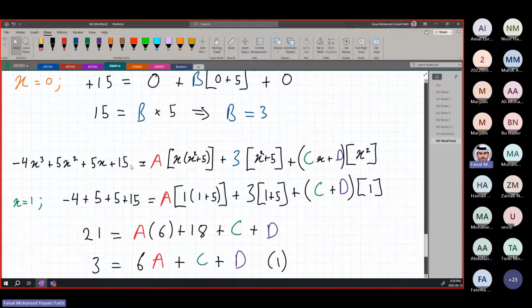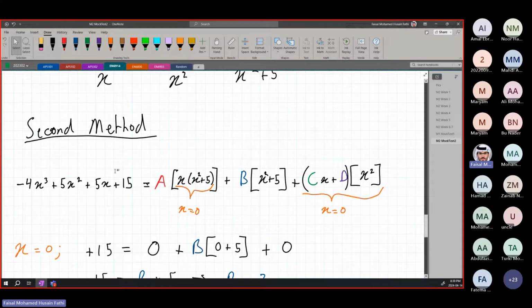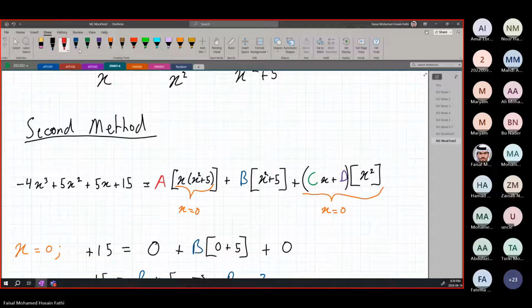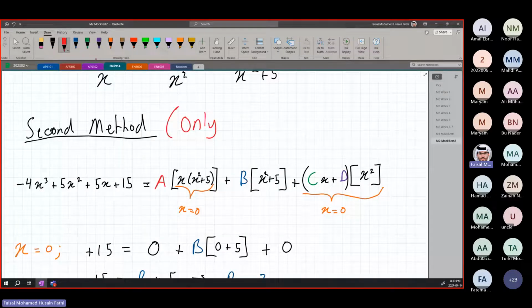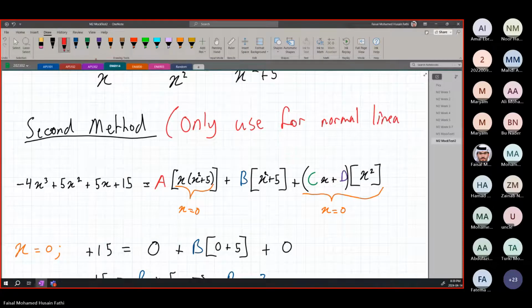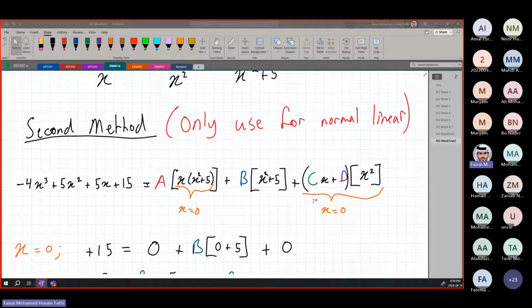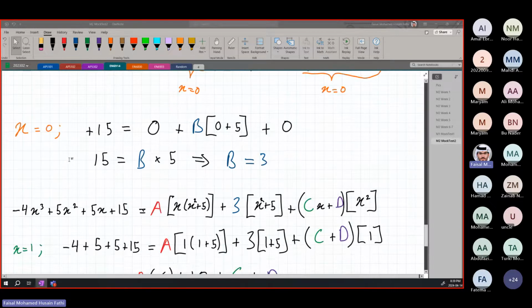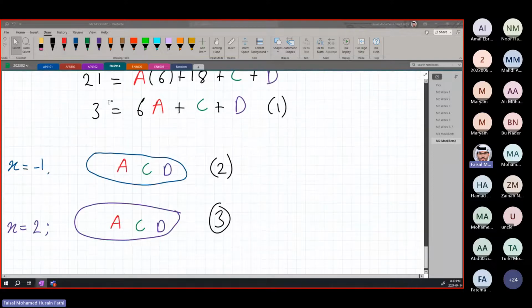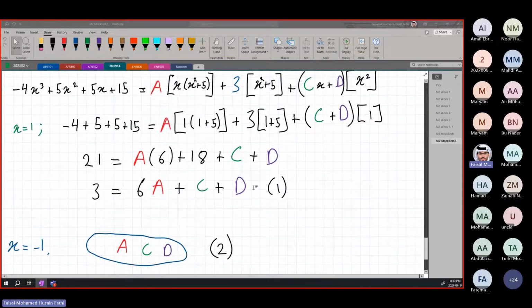This method I would only recommend only use for normal linear. Okay, do not use this for repeated linear, and do not use this for complex or quadratic. Tamam? This is the reason I didn't use this method. It works, it's correct, you can do it. But look, it took me this long just to find my first equation.